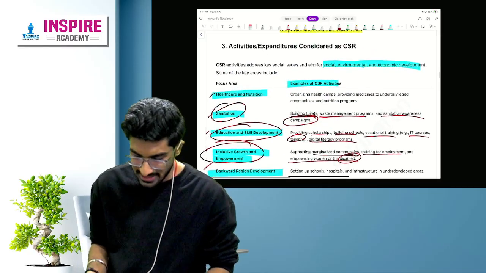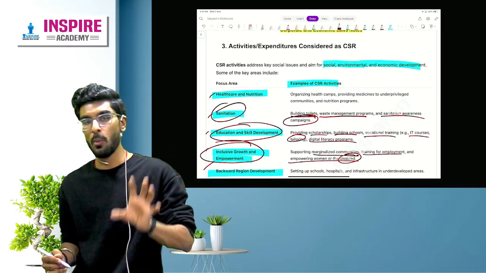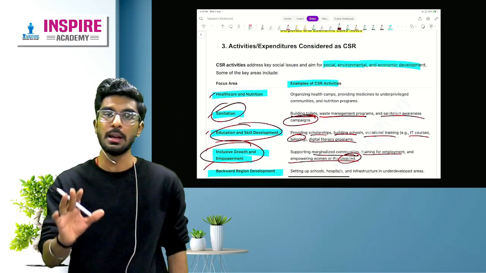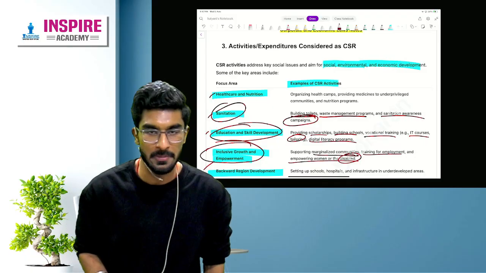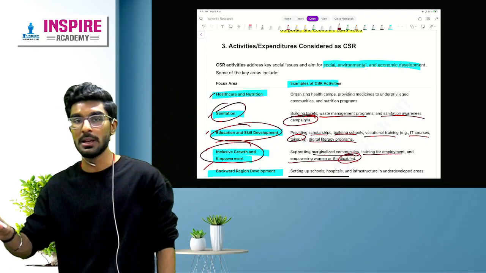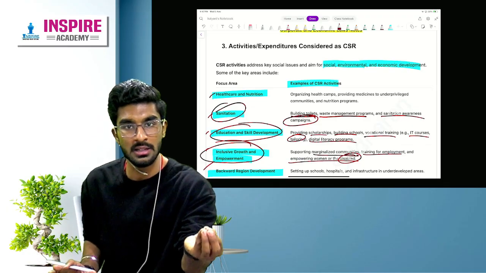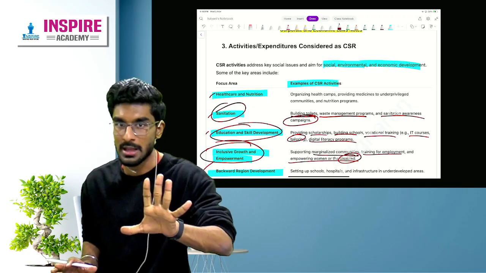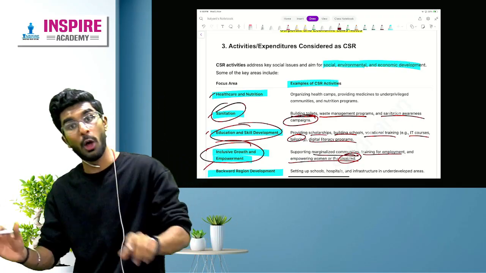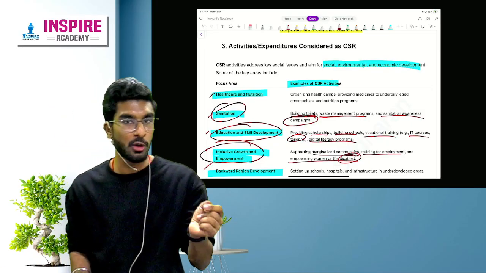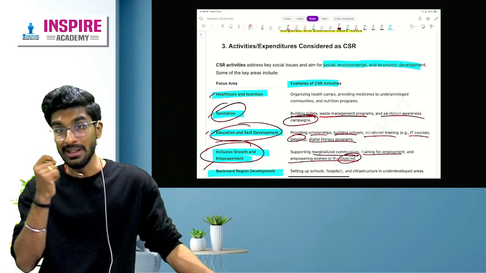So, people, in your CMA final law exam, a question can be asked: what all activities can be considered as part of CSR expenditure? What all activities cannot be considered as part of CSR expenditure? We know the answer. You have to simply write down the answer along with the examples. People, I have taught you how to write answers. You have to include examples.